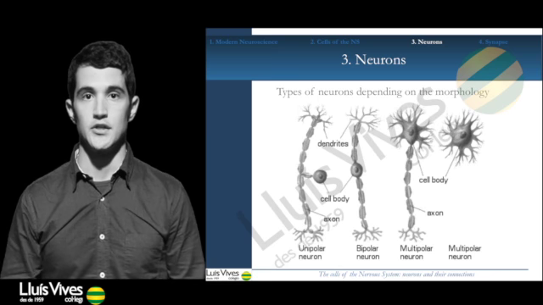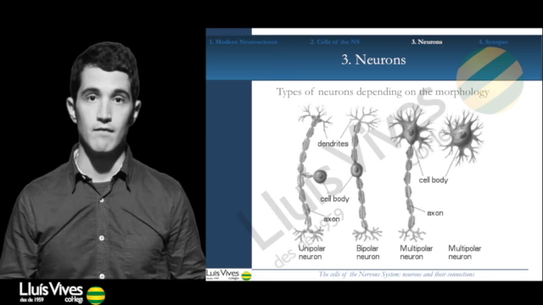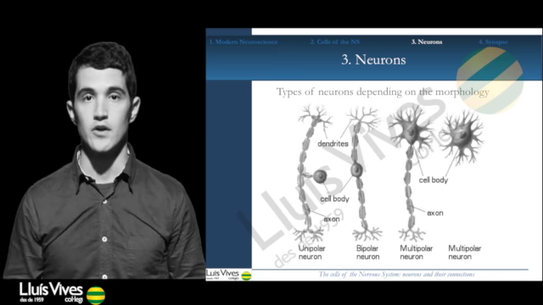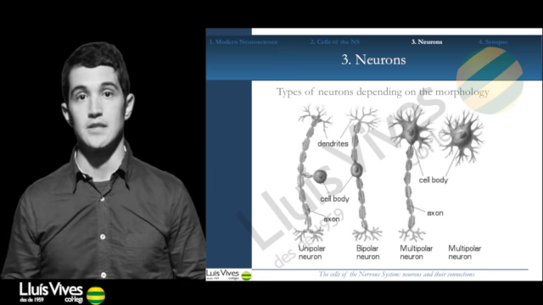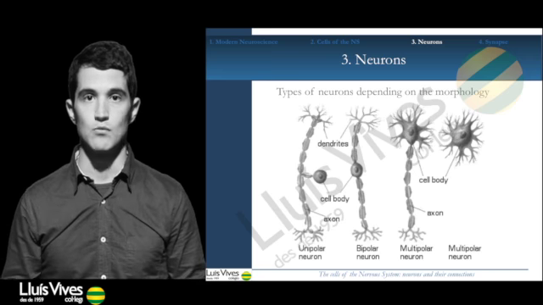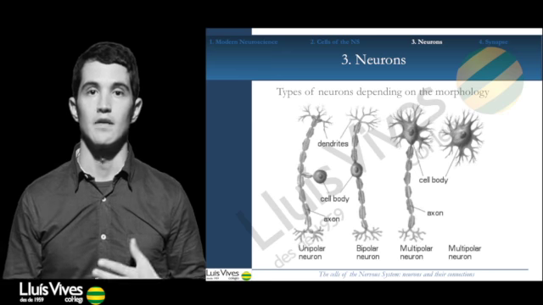Depending on the shape, we can classify the neurons by a morphological classification. But we can find other kinds of classification, that is, the functional classification or the anatomical location classification. In this sample class, we are only going to explain the morphological classification of the neurons.